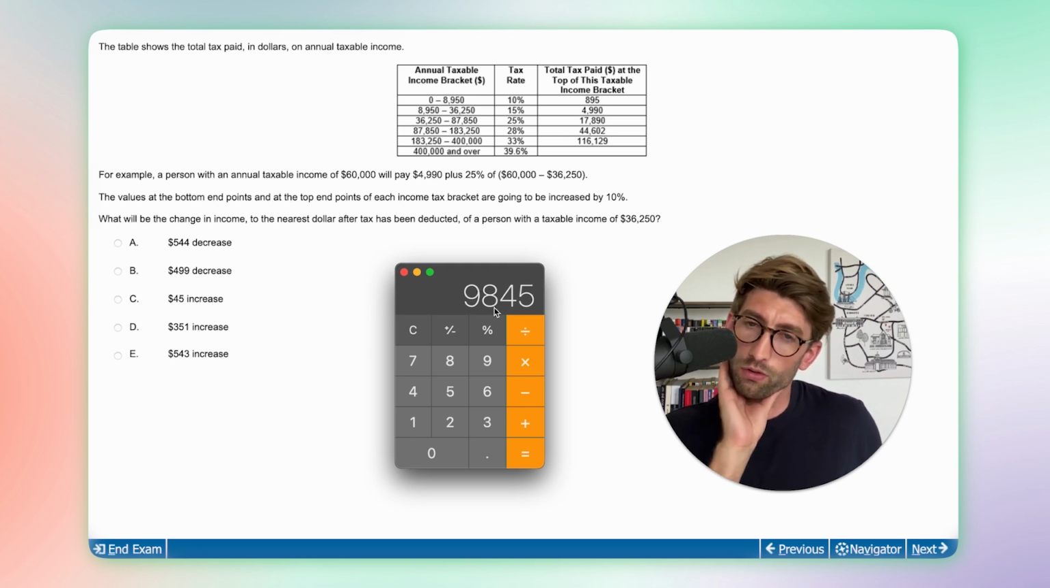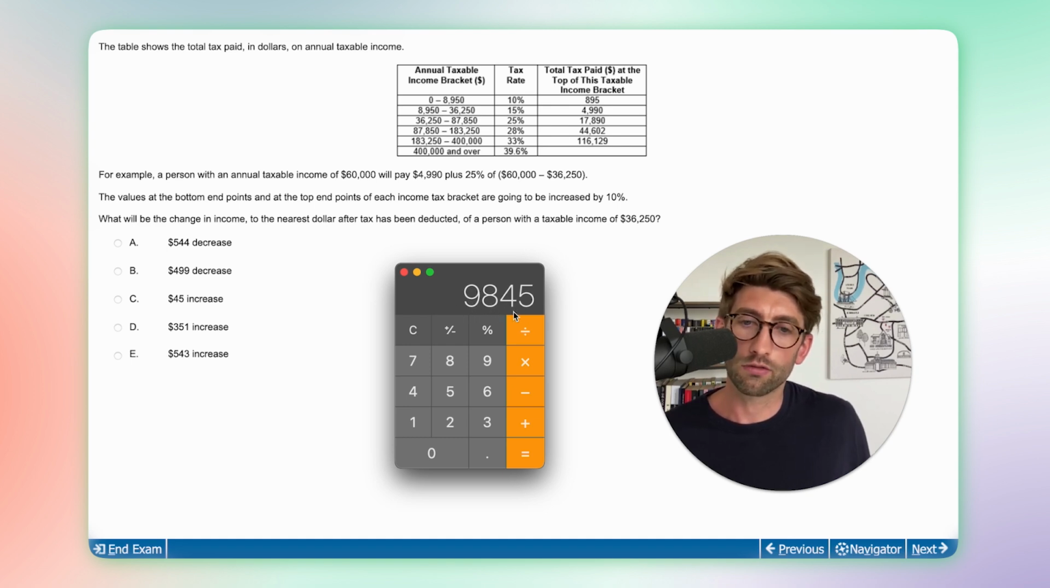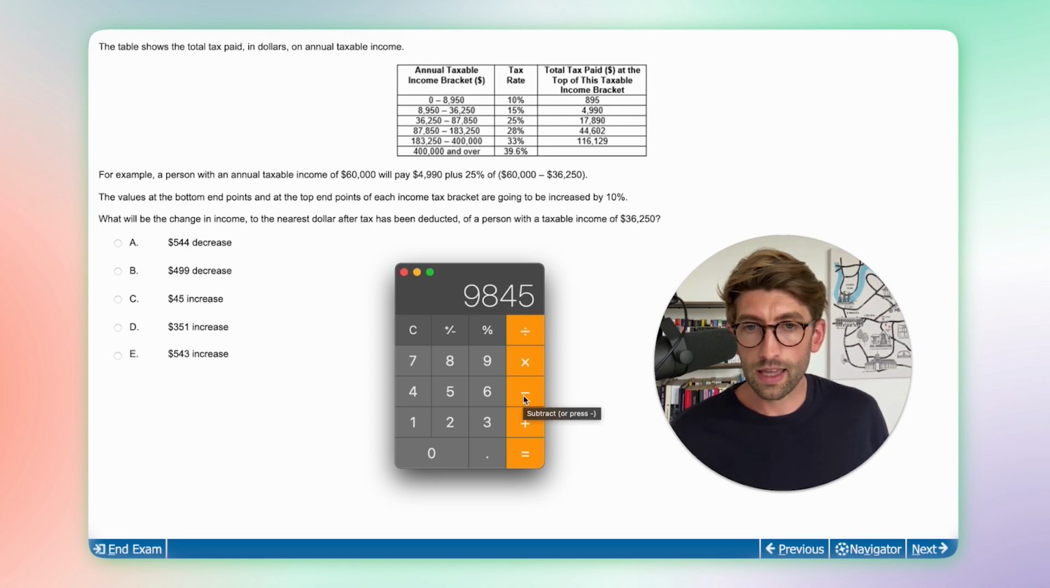To speed up, I wonder whether I could do this. Let's do it the long way. And if I'm in full UCAT maths flow, maybe I could do this a bit quicker. So anyway, it's 9,845.